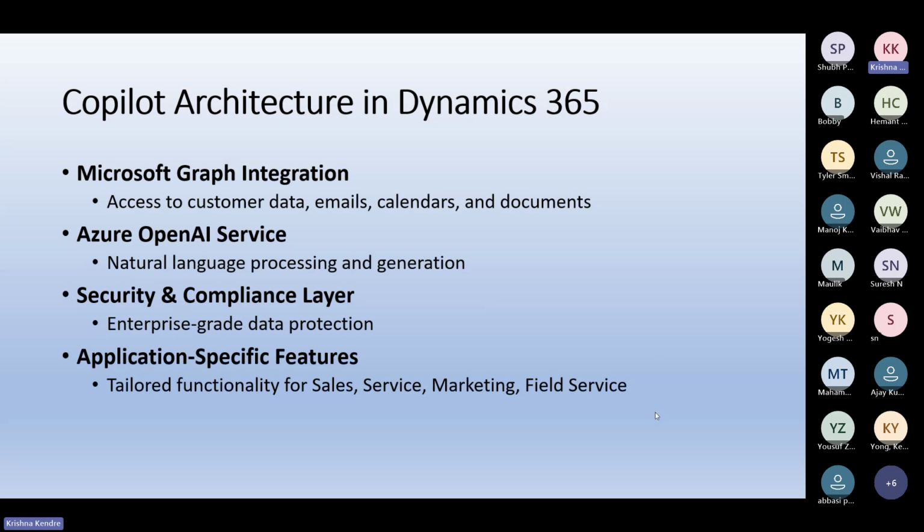Next, Azure OpenAI Service. This is the intelligence layer, and it comes from the Azure OpenAI Service. This is where natural language processing and generation happens. Copilot uses large language models hosted on Azure to understand prompts in plain English and generate meaningful responses, whether it is summarizing, drafting, or analyzing business data.